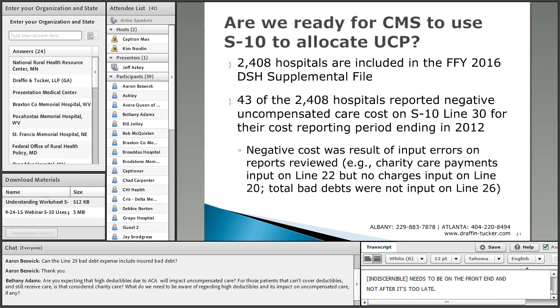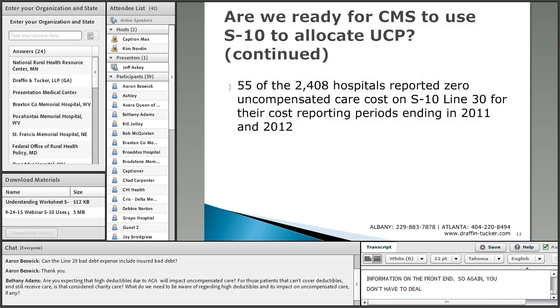All right, are we ready for CMS to use the S-10 data to allocate the uncompensated care pool? We went back and looked at the 2016 DSH supplemental file that Medicare had put out, showing how much providers were going to receive out of this uncompensated care pool distribution for federal fiscal year 2016. There were a little over 2,400 hospitals that they showed were going to be receiving the uncompensated care payments. 43 of these hospitals reported negative uncompensated care on their S-10 line 30. Again, that's summarizing the charity care and bad debt amounts off the S-10 worksheets.